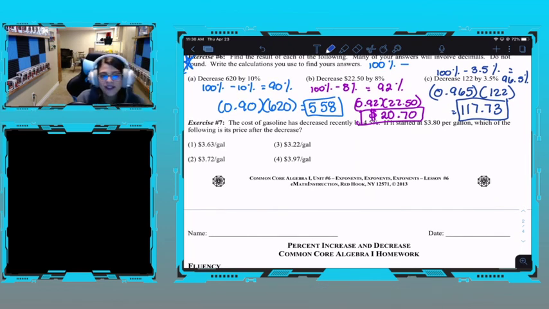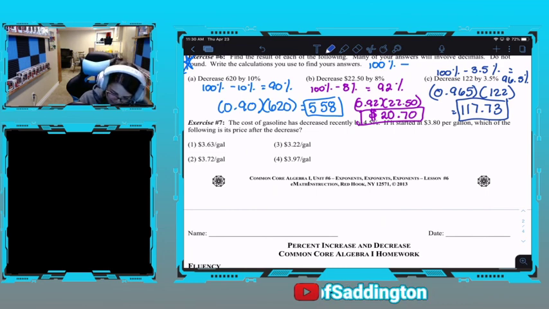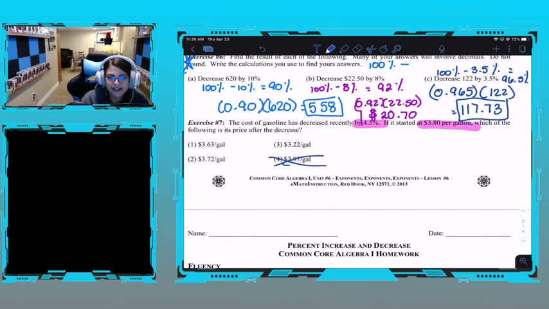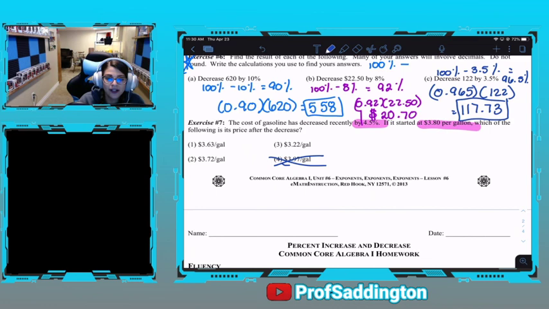So the cost of gasoline has decreased by, how much is it? By 4.5%. If it started at $3.80 per gallon, which of the following is the price after the decrease? Well, if I look at those choices, you can see the choice 4 is higher, so that one obviously can't be it. You can just eliminate that one right off the bat.